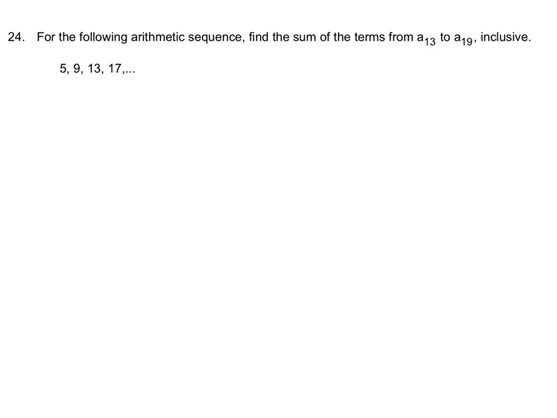For the following arithmetic sequence, find the sum of the terms from A13 to A19 inclusive. Now this problem is a little different from the last problem because instead of finding the sum from the first term to another term, we're finding the sum between the 13th term and the 19th term. So we're finding the sum of a subset of the sequence.